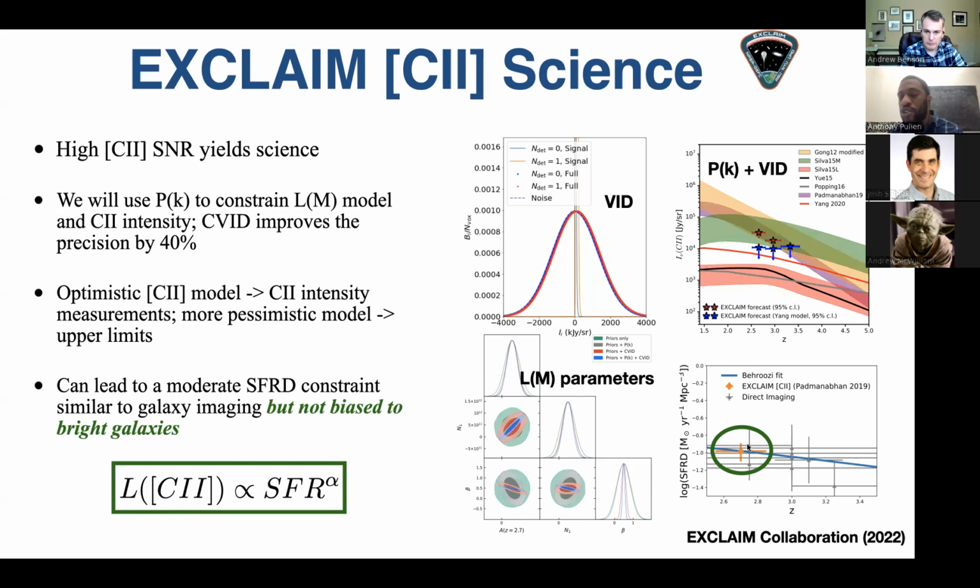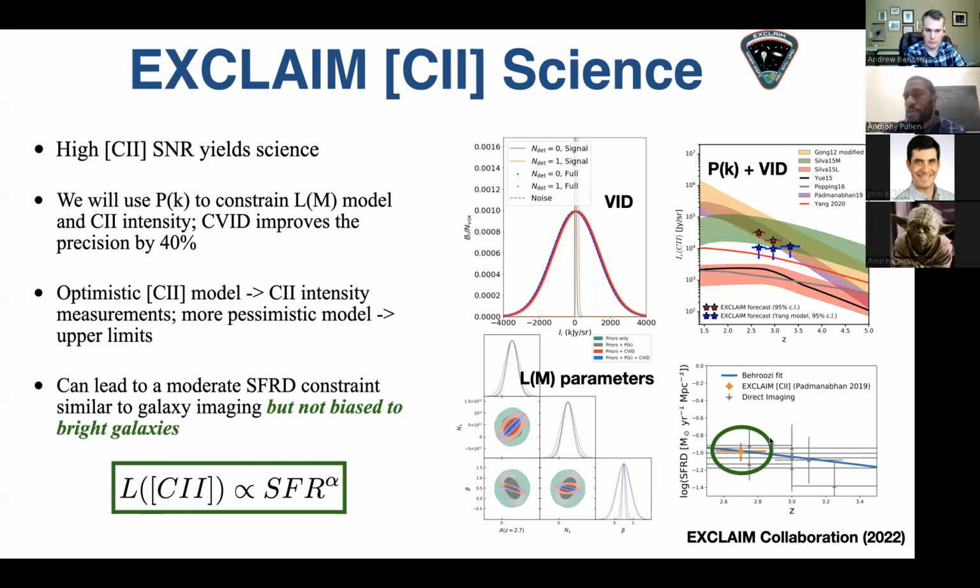This plot shows the orange bar is what EXCLAIM will be able to measure, and the gray crosses represent the other star formation rate density measurements from the literature using direct imaging. The key thing here is that these measurements are competitive with those direct imaging measurements. And more importantly, this would be a global measurement, whereas the direct imaging measurements have to use specific bright galaxies that show up in the field in order to make the measurement. This comes from all the emission.